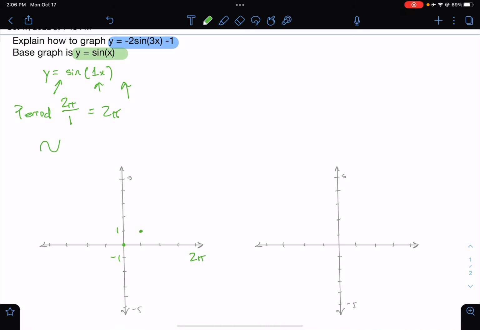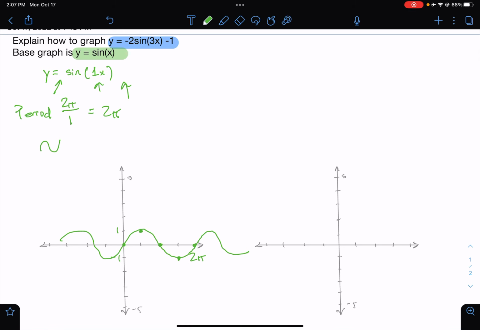Second point will be right there. Third point will be here. Fourth point. Fifth point. Let's redo that. And it just keeps going all the way like that.